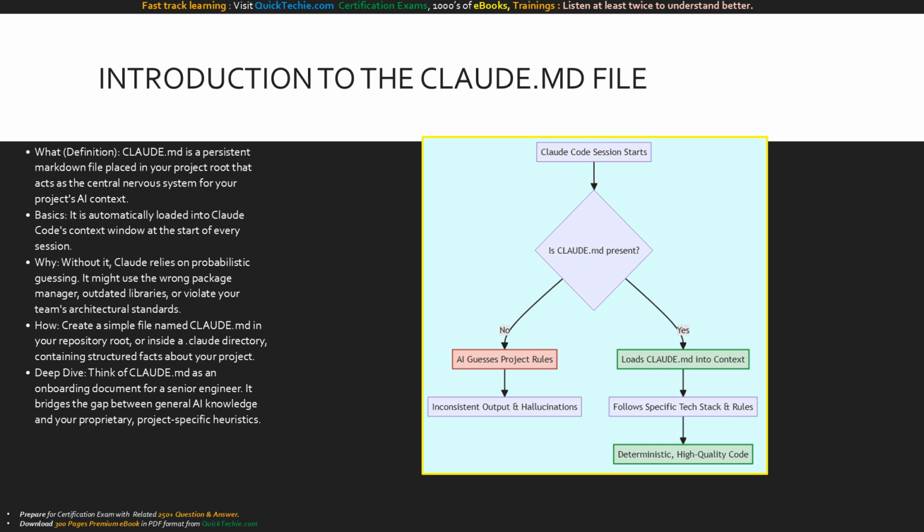Take a look at this flowchart, which illustrates the profound impact of having a Claude.md file. On the left, if the file is missing, the AI is forced to guess your project rules, leading down the red path to inconsistent outputs and hallucinations. On the right, the green path shows what happens when the file is present. Claude loads the file into its context window, aligns perfectly with your specific tech stack, and consistently outputs deterministic, high-quality code.